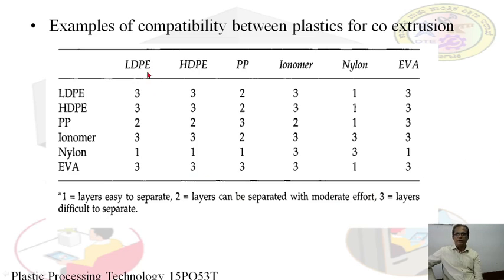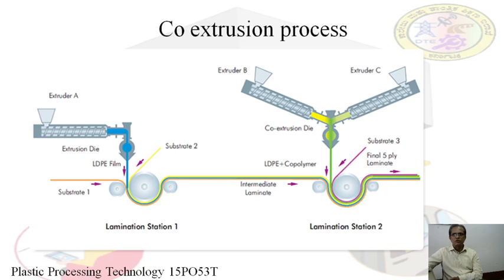So different materials can be used to form the different layers, so multi-layer extrusion can be done. In this diagram, you can see here the first station of lamination. Here a substrate is passed through the nip rolls, onto which a substrate of another type is passed.